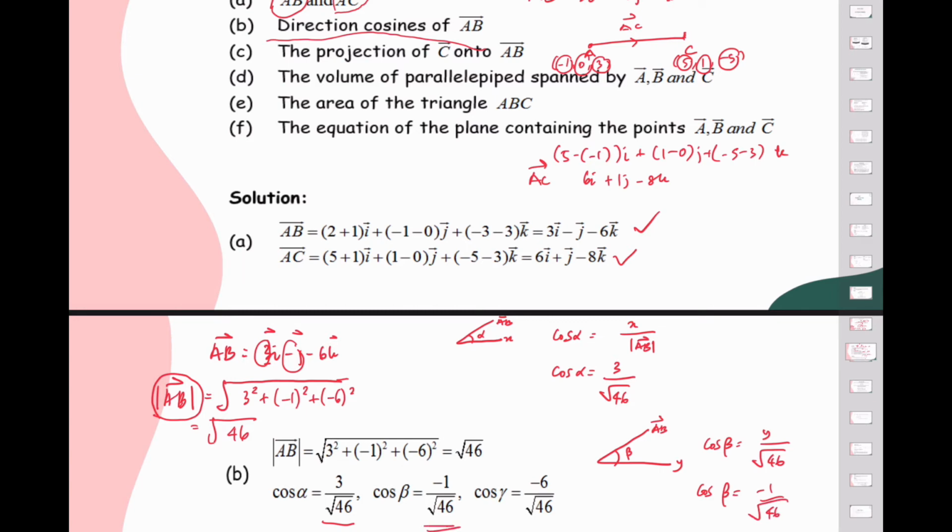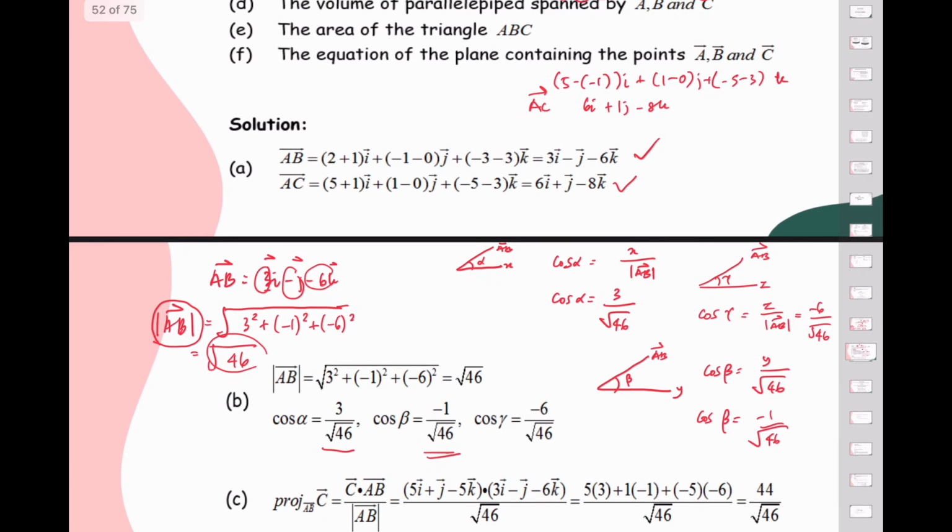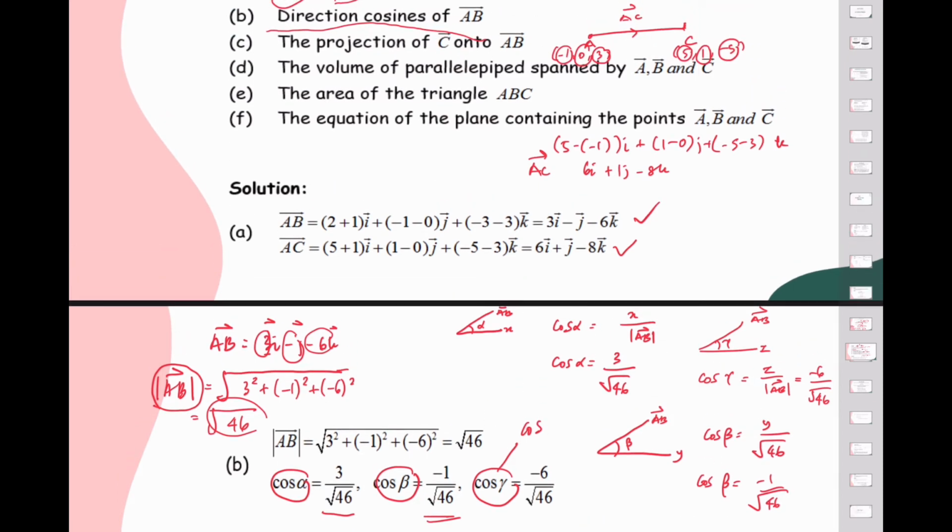Okay, and the last one is you have the angle gamma, where the angle gamma is between the vector AB and the axis Z. Okay, so the formula to find cos gamma is z over magnitude of AB. Therefore, your z here is negative 6, and the magnitude of AB is square root of 46. So you have your cos gamma is negative 6 over square root of 46. This one, cos alpha, cos beta, and cos gamma, we call the direction cosines.